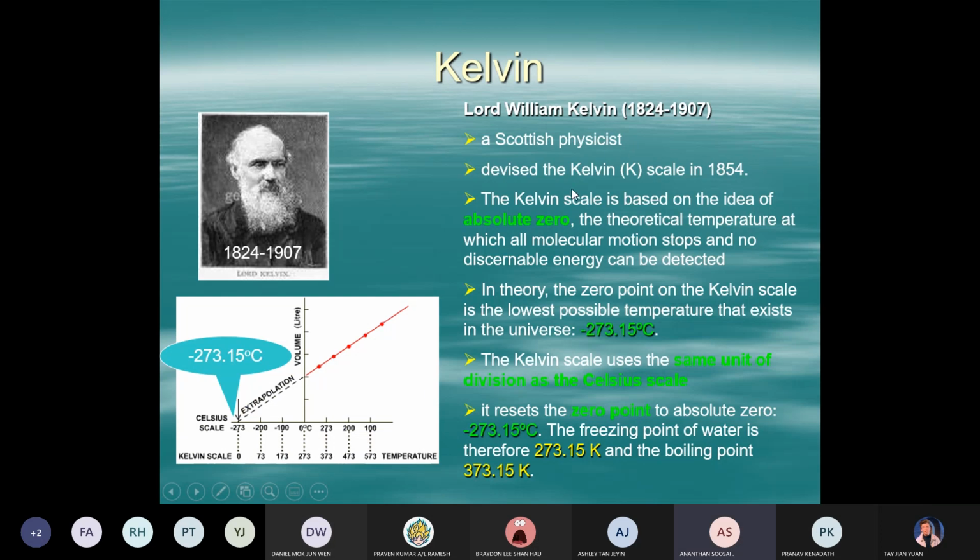The Kelvin scale is based on the idea of absolute zero, the theoretical temperature at which all molecular motion stops and no energy can be detected in the molecules. The absolute zero value is found to be negative 273.15. For A2, remember, don't use your O level value. O level is only negative 273, but A level is negative 273.15. The Kelvin scale uses the same unit division as the Celsius scale. So this is the Kelvin scale.